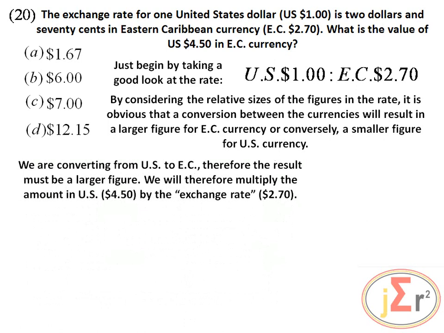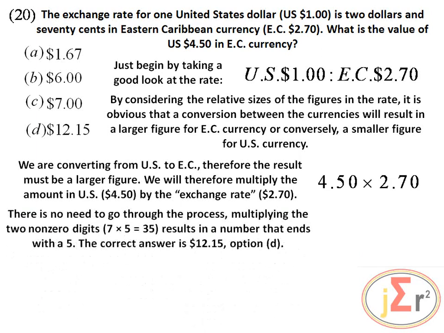We are converting from US to EC. Therefore, the result must be a larger figure. We will therefore multiply the amount in US, $4.50, by the exchange rate of $2.70. And what do we know? There is no need to go through the process. Multiplying the two non-zero digits, 7 multiplied by 5 is equal to 35, results in a number that ends with a 5. The correct answer is $12.15, and that is represented by option D.